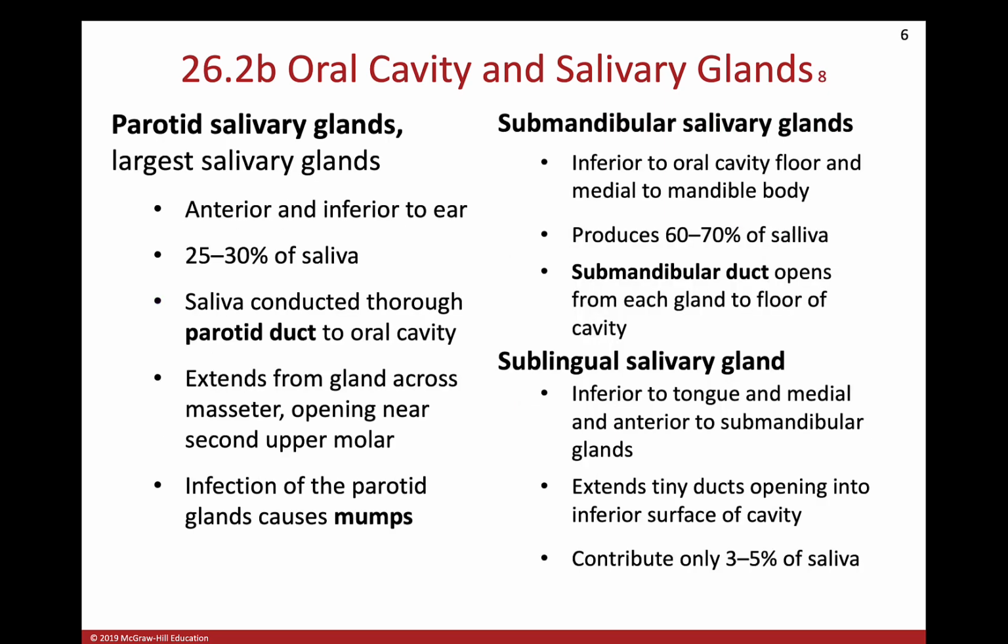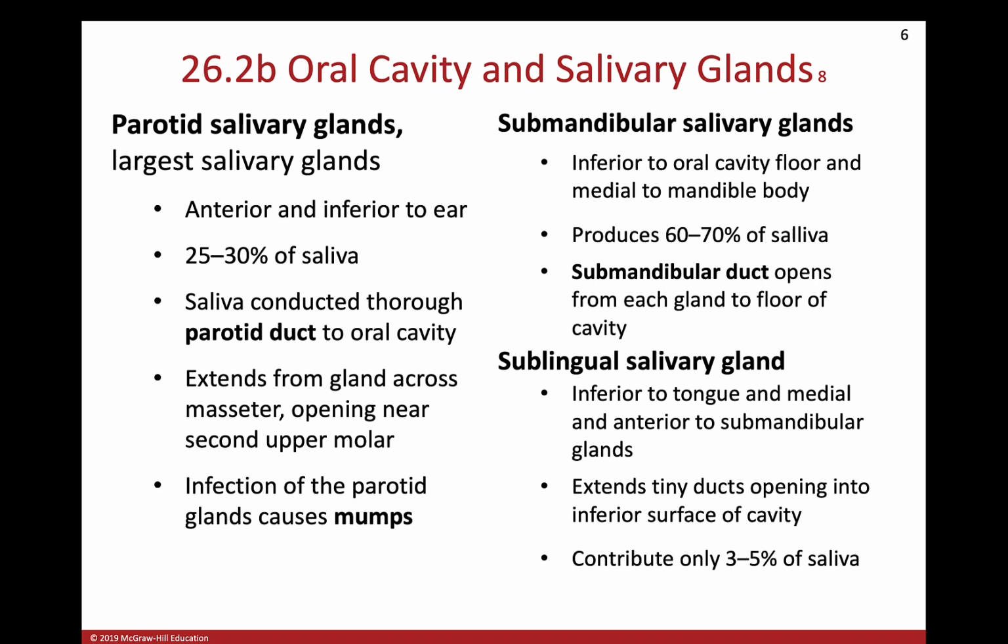Now, the parotid salivary glands, they are the largest. They are anterior and inferior to the ear. They produce anywhere from 20 to 30% of total saliva, and this saliva is actually conducted to the oral cavity via the parotid duct. It extends from the gland across the masseter, with the opening near the second upper molar. Some individuals, when they have this gland infected, it is known as the mumps.